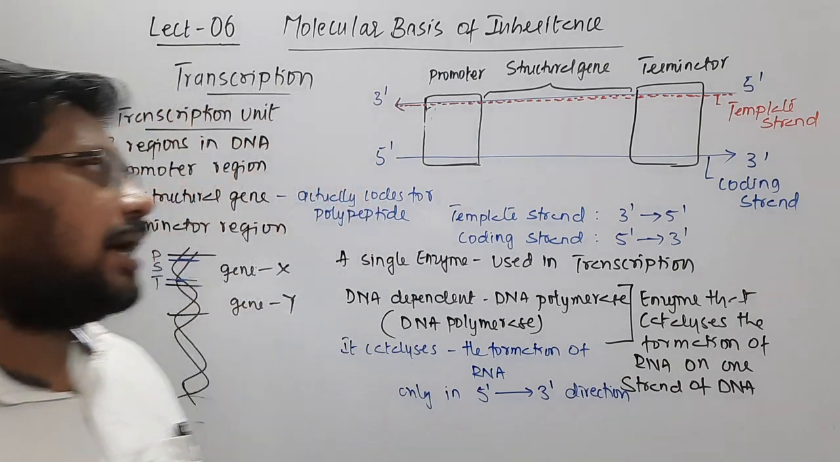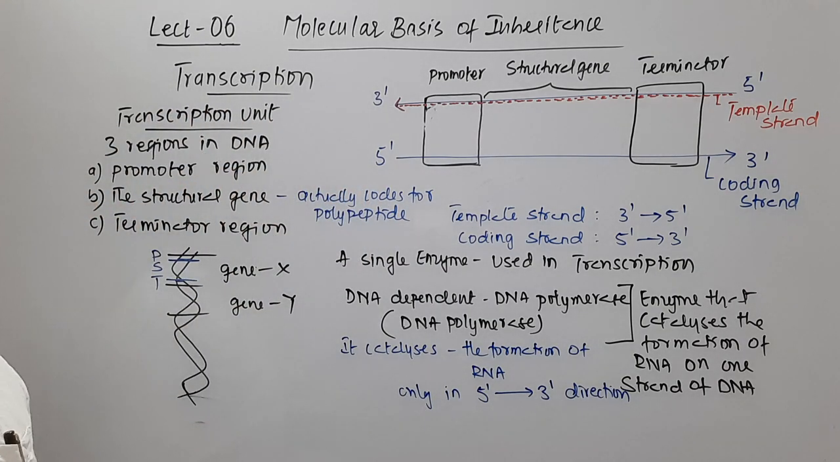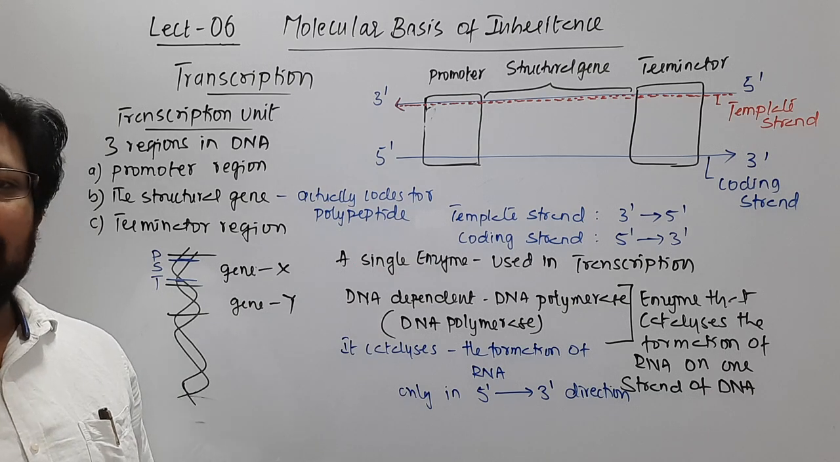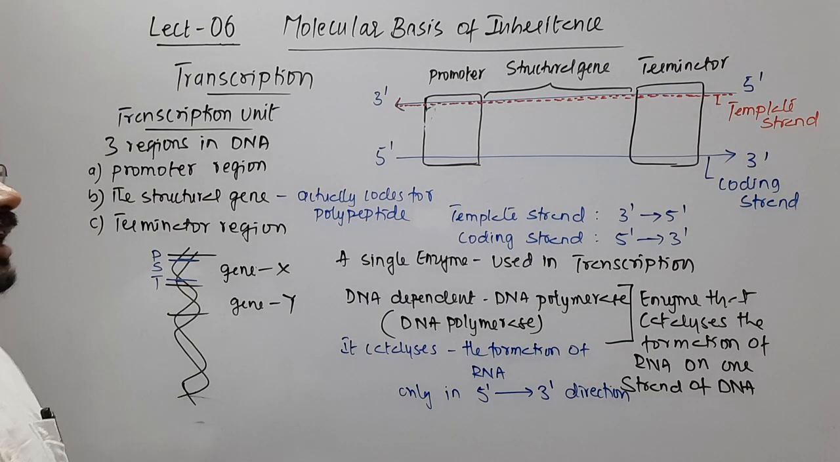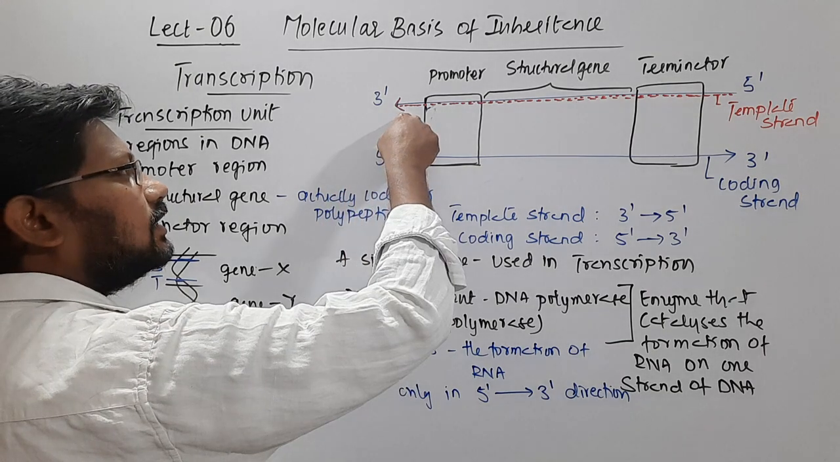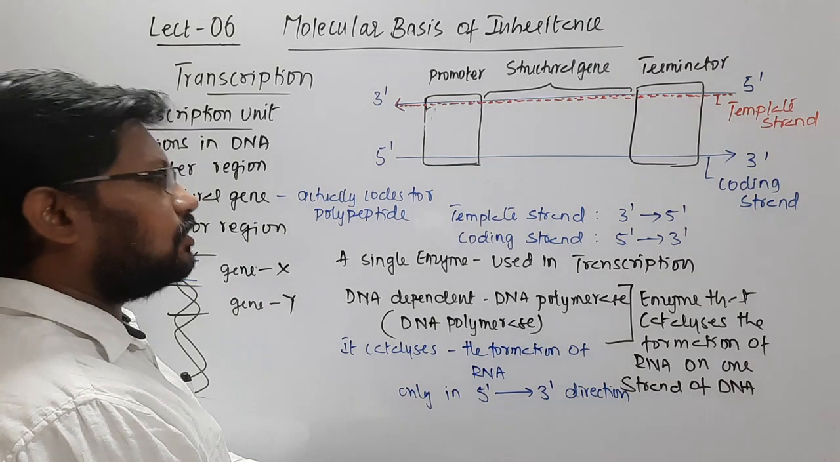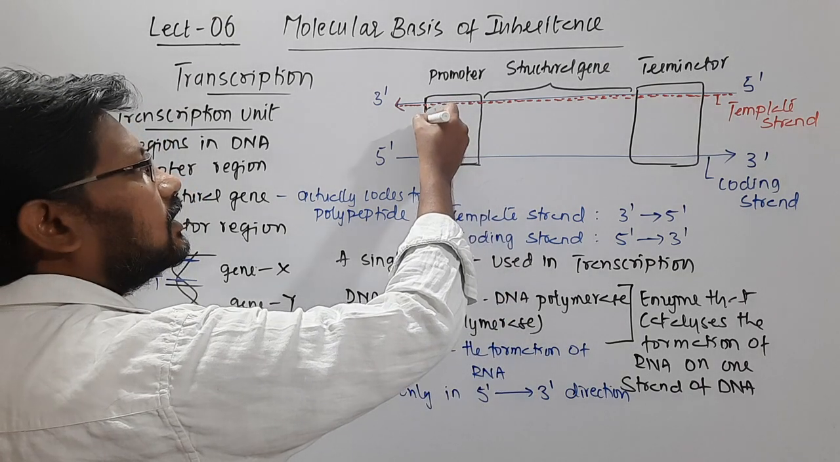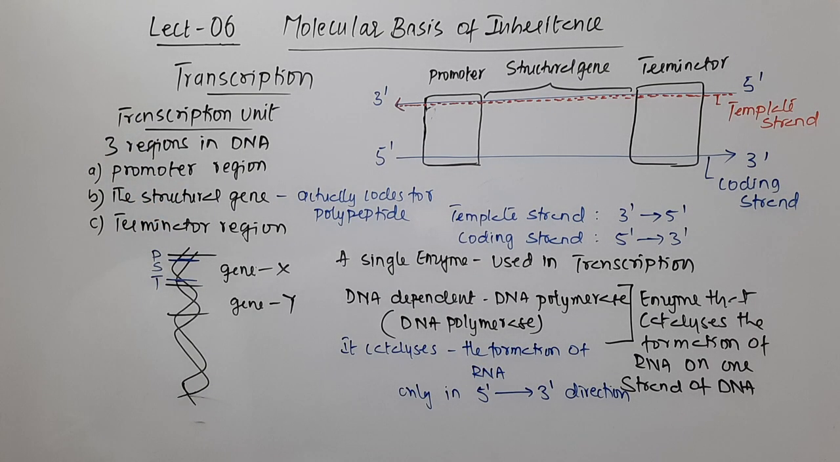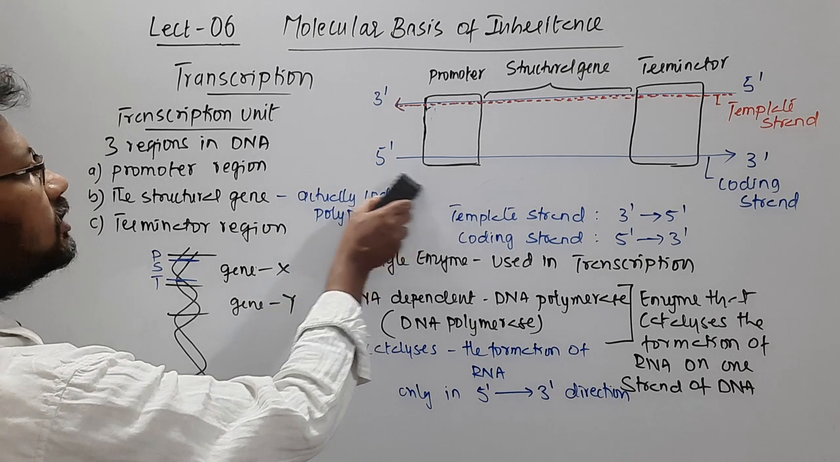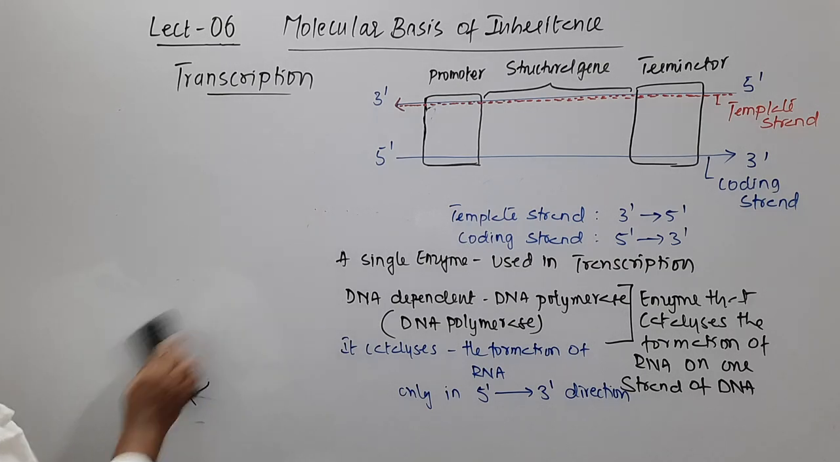So we have to keep in mind that the template strand has the polarity from 3' to 5', whereas the coding strand has 5' to 3'. So this is the coding strand and this is the template strand, and it is on the template strand that the synthesis of RNA molecules takes place. And all the reference points while defining a transcription unit should be made only with the coding strand.